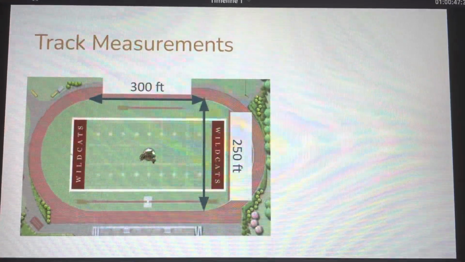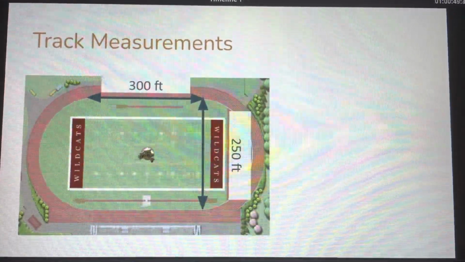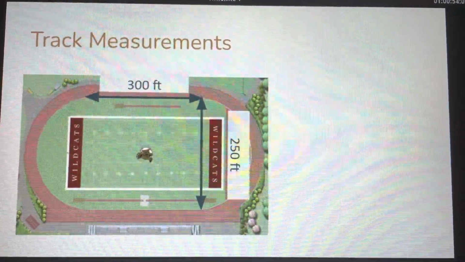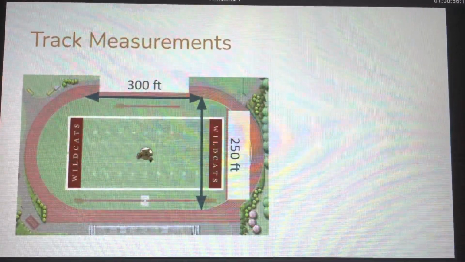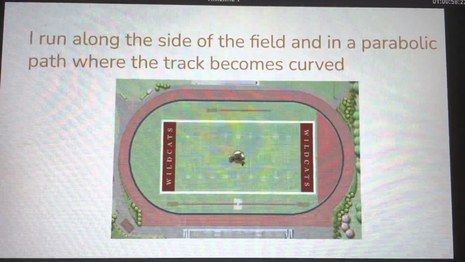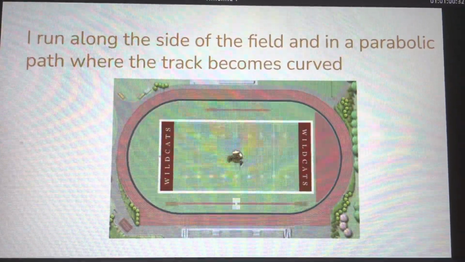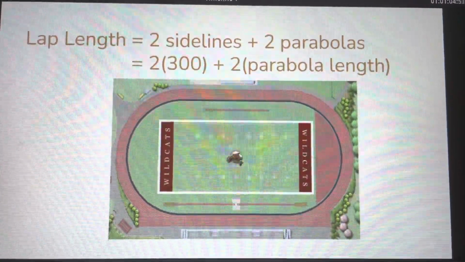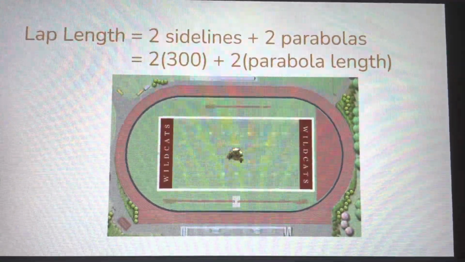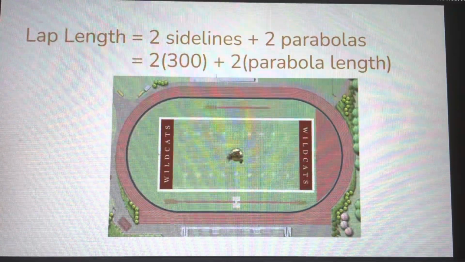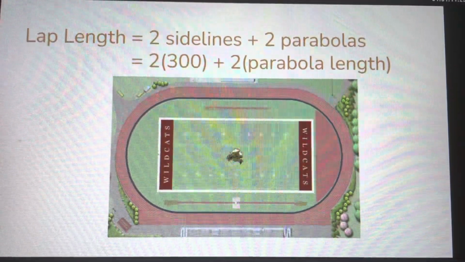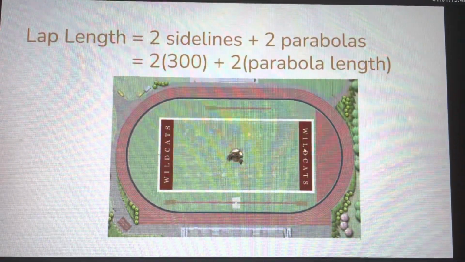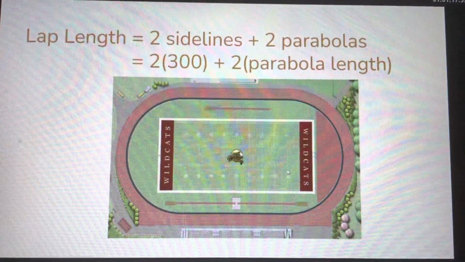Now here are the track measurements. We have a 300 foot long length, by a 250 foot width. And I typically run along the side of the field in a parabolic path where the track becomes curved. So the total lap length will equal the two sidelines, which are the 300s on the sides, plus the two parabolas, which equals 2 times 300, like I said, plus 2 times the parabola length, which we will find right now.